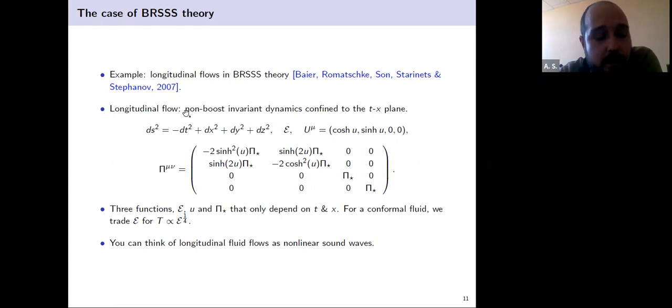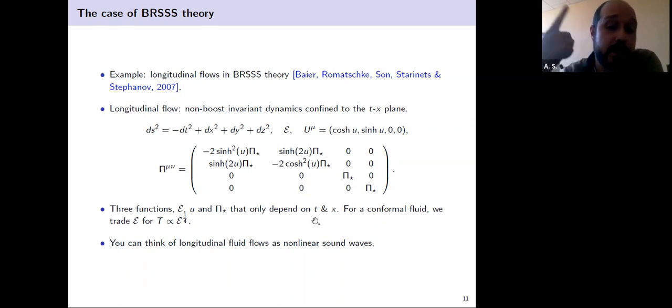So any longitudinal flow in four-dimensional Minkowski space can be parameterized in terms of the energy density and the fluid velocity, which is unit normalized and can be expressed in terms of a single degree of freedom, small u here. Furthermore, the dissipative tensor can also be expressed in terms of a single degree of freedom, which here we are taking to be the transverse-transverse component, which we are naming pi star. So now these functions parameterizing this longitudinal flow, energy density, u, and pi star, only depend on t and x.